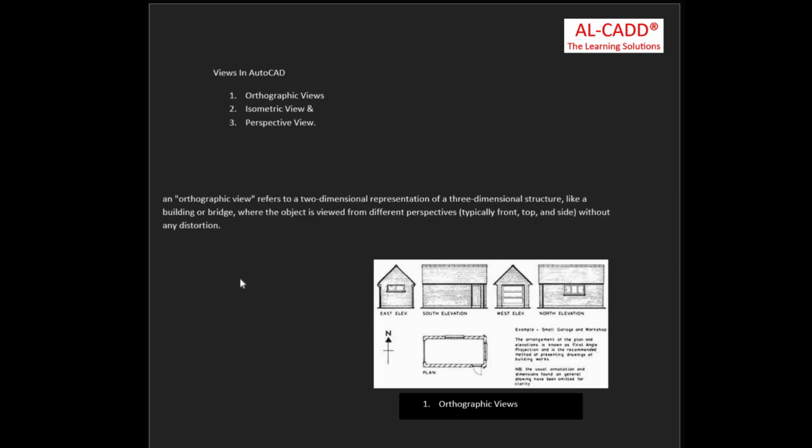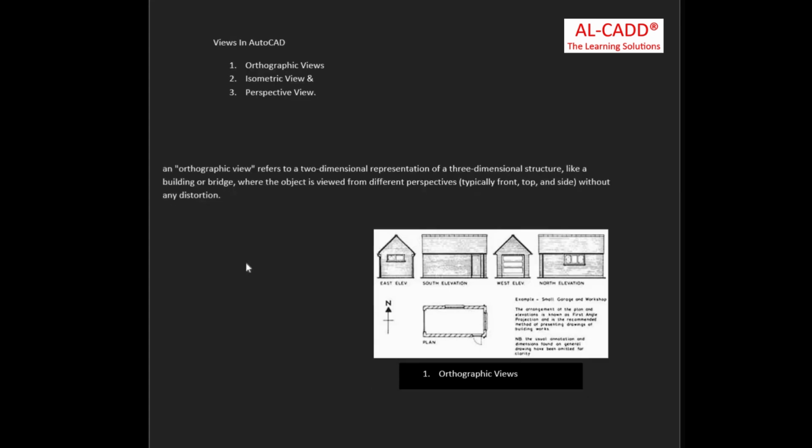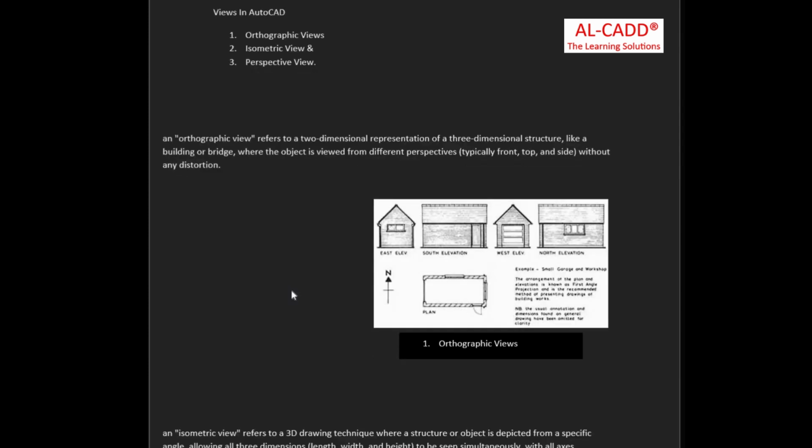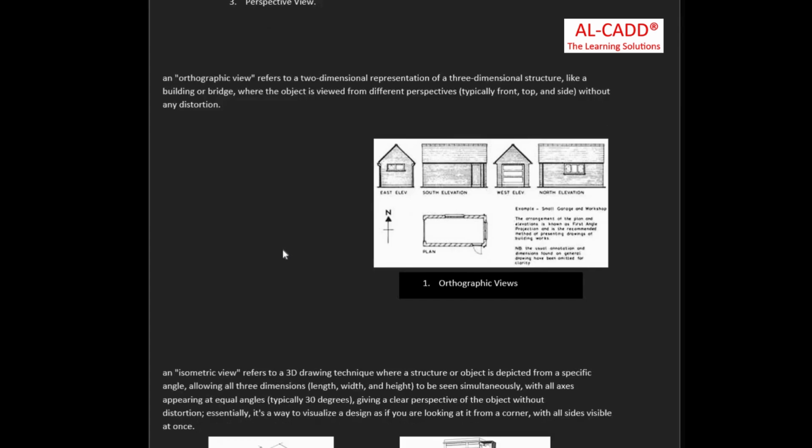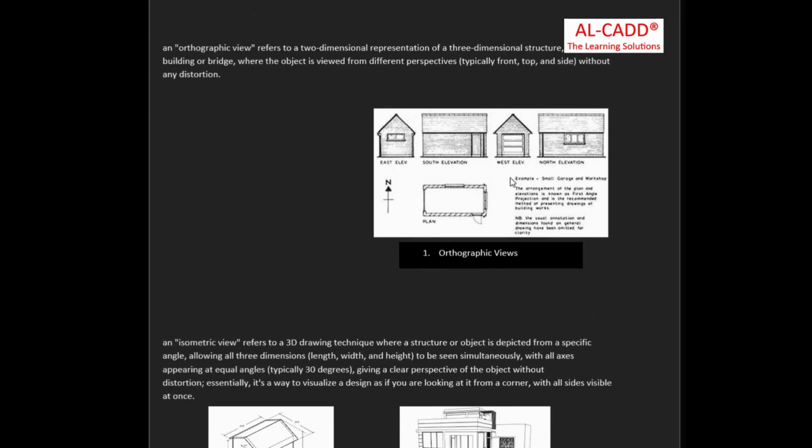Orthographic view refers to a two-dimensional representation of three-dimensional structures like a building or bridge, where the object is viewed from different perspectives, typically front view, top view, side view, and back view, without any distortion. So here we have an example of this orthographic view.